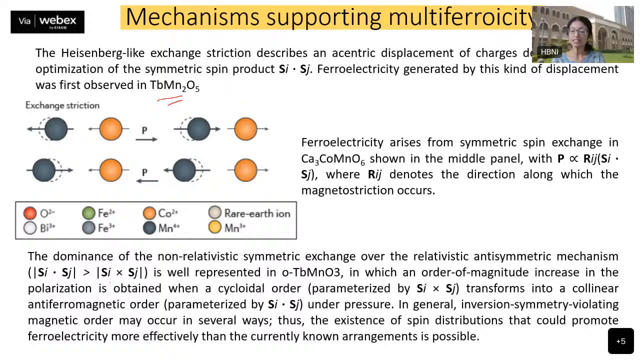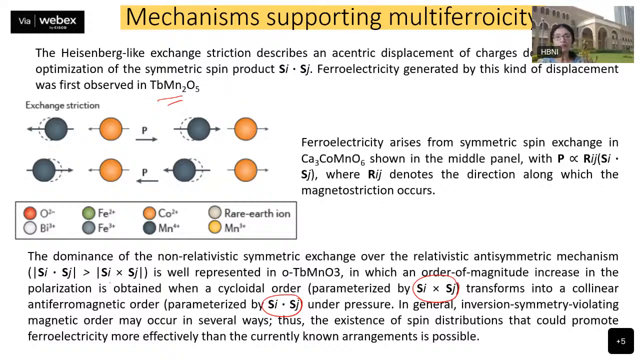And so there is an order of magnitude increase in the polarization when a cycloidal order, which is parametrized by this Si cross Sj, is transformed into a collinear antiferromagnetic order. And this is given by Si dot Sj. So these are the mathematical expressions, but please understand the physical meaning.